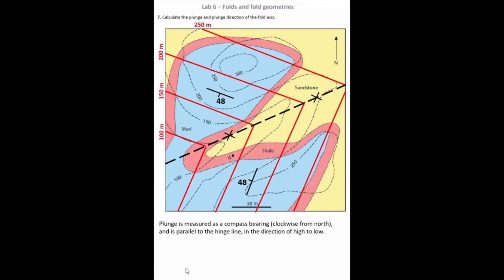But then the plunge direction is measured just like any other direction as a compass bearing clockwise from north, and it's parallel to the hinge line or the axial trace in the direction of high to low. So if we're at high here, we're at 200, and we're at 100 down here, then the plunge direction must be going in this orientation. So we can line up a north arrow with our fold axial trace, and then count clockwise around from north in the direction of plunge, and that tells us that the plunge direction is 246.